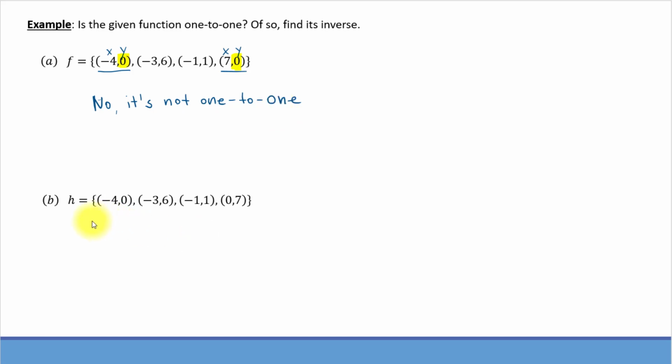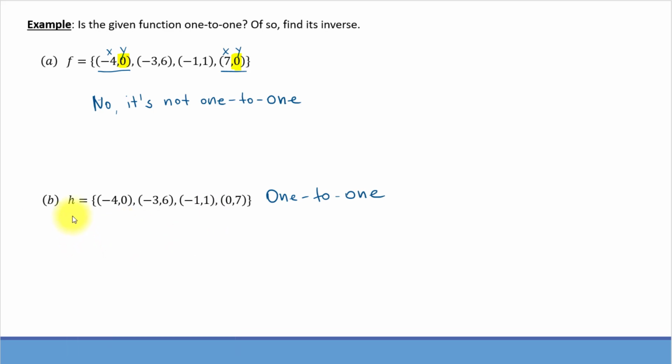How about function h? If we look at function h, we're going to see that there are no outputs that have two or more corresponding inputs. Here we have output 0 with only one corresponding input, outputs 6, 1, 7, they all have just one corresponding input. So that's a one-to-one function. And since this function is one-to-one, we can find its inverse.